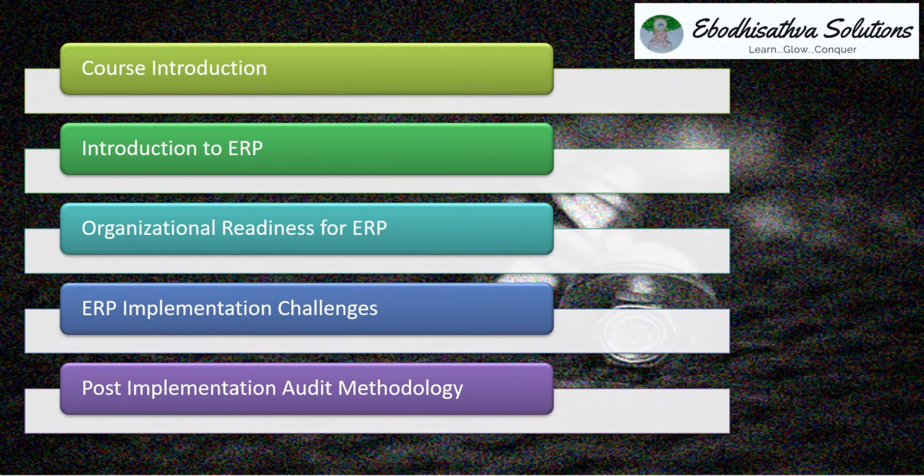Lecture 3 focuses on organizational readiness for ERP. Organizations who are intending to implement ERP should first ensure that their internal readiness is achieved before even buying an ERP and attempting an implementation. Lecture 4 focuses on the challenges organizations face while implementing an ERP application. And finally, Lecture 5 explains the post-implementation audit methodology in detail.